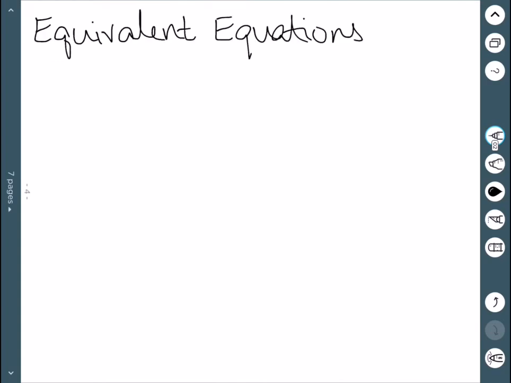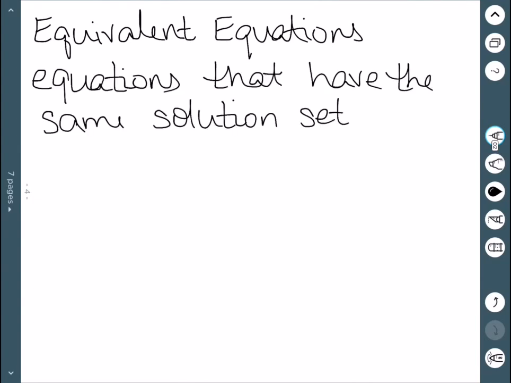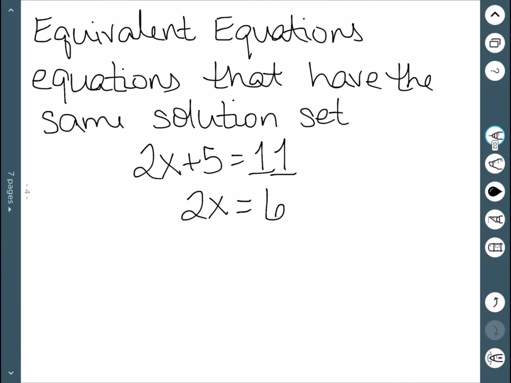The next thing we need before we start solving equations is this term equivalent equations. These are equations that have the same solution set. So it's things where the actual solutions don't change. And these are important because in solving a set of equations, our goal is to take an equation and turn it into an equivalent equation that's simpler to solve. For example, if we have this equation 2x plus 5 is equal to 11, well, this is equivalent to 2x is equal to 6. And this is equivalent to x is equal to 3.